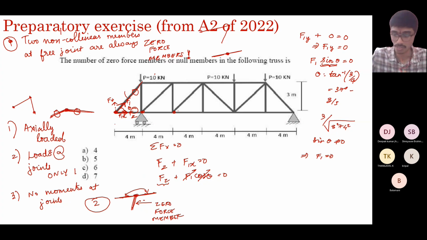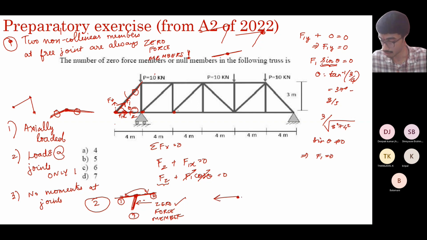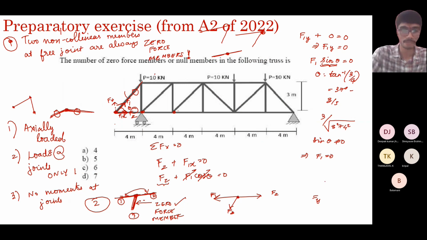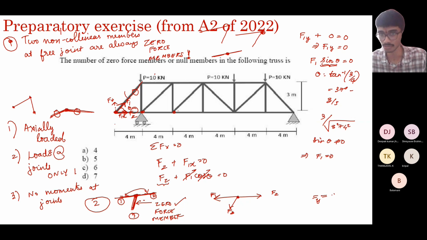So either you should have two members that are not collinear and the joint is not loaded, or you have three members, two of them collinear, and the joint is not loaded or supported. In this case, the third member alone, which is not collinear, will definitely be a zero force member. Why? Again, you consider the equilibrium of this. So consider this as member 1, member 2, member 3. Assuming all are tensile, you will have F1, F2, and F3. You just enforce the equations of equilibrium in the y direction, sigma Fy equal to 0.